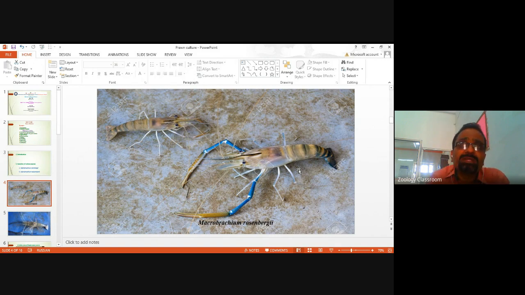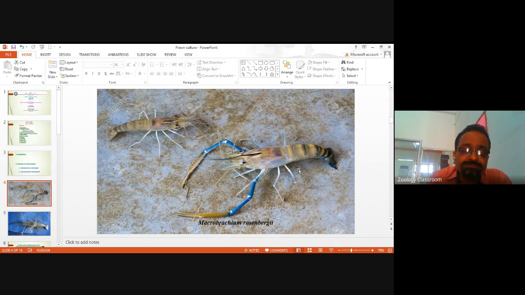As far as this Macrobrachium rosenbergii is concerned, it is the most preferred freshwater prawn, and it is found in the rivers, estuaries, and the brackish waters. It was introduced from Malaysia to Hawaii in the USA, Japan, Thailand, and other countries of Southeast Asia. But in India, it is found in West Bengal, Kerala, Orissa, Maharashtra, Gujarat, Andhra Pradesh in sizable population. So, in the riverine systems of these different states, you will find the abundance of this Macrobrachium rosenbergii.